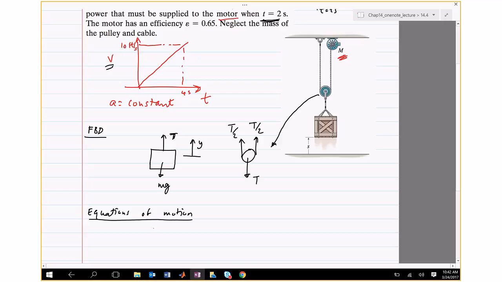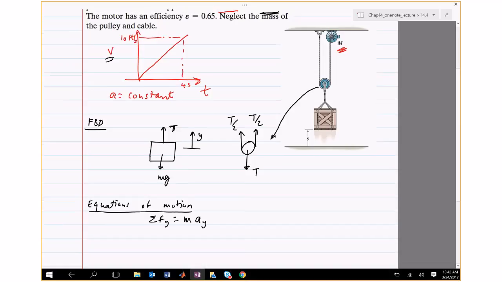So Fy is mass times acceleration in the y direction. This is for the mass. mg is with the negative sign because mg is in the opposite direction of y. The tension is upwards in the positive direction, and mass times a is upwards. Okay. In this case, acceleration is not 0. It is constant, but it is not equal to 0.